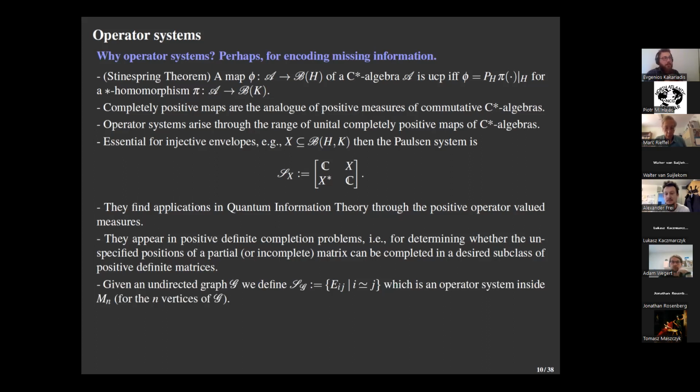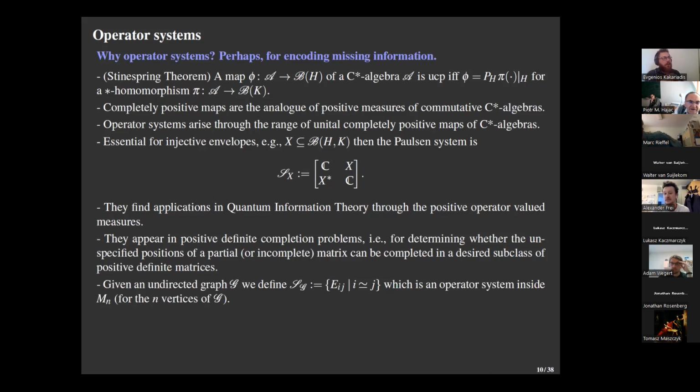For example, I didn't want to go there, but okay, there's also a notion of non-unital operator systems, and the way that you construct them would be to use completely positive maps taking values in n by n matrices.